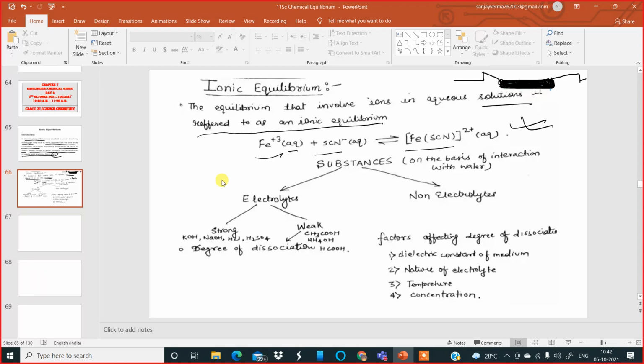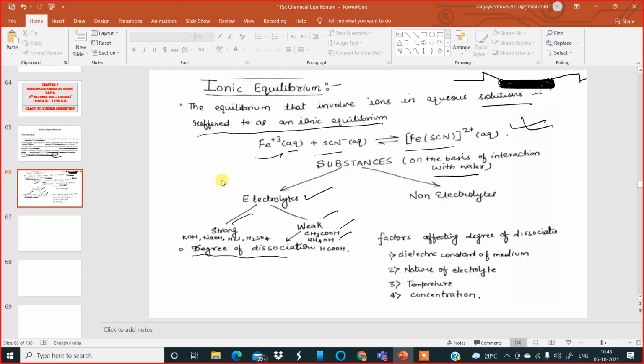Now, substances on the basis of interaction with water. Electrolytes are those substances which allow electricity to pass through them. Depending upon how much electricity is passed through them, or depending upon the degree of dissociation, the electrolytes have been classified into strong electrolytes and weak electrolytes. Strong electrolytes examples are sodium hydroxide, potassium hydroxide, hydrochloric acid, sulfuric acid, because they have a high degree of dissociation. Whereas weak electrolytes examples are acetic acid and ammonium hydroxide, their degree of dissociation is very low.